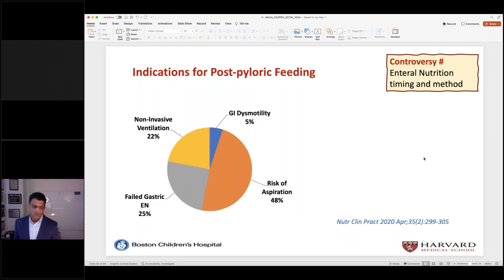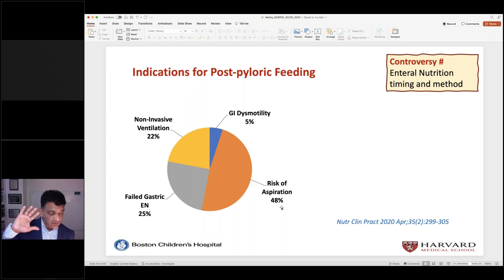Second, people ask me, what about gastric versus post-pyloric? The jury is out, the trials are inconclusive, but this is what we do at Boston Children's. Roughly a quarter of our patients eventually end up being fed post-pyloric, 20% more like. And on the left, I've shown you the spread of what our indications are. This is an actual publication of our 100 patients that we prospectively looked at, and we realized that we feed post-pyloric if there is a strong risk of aspiration.